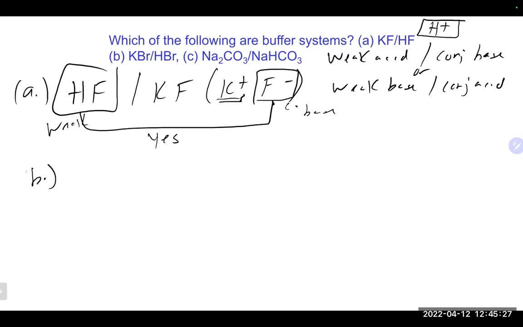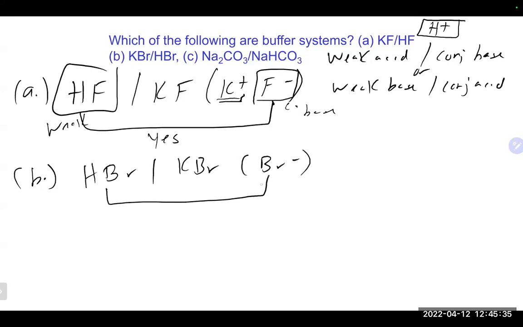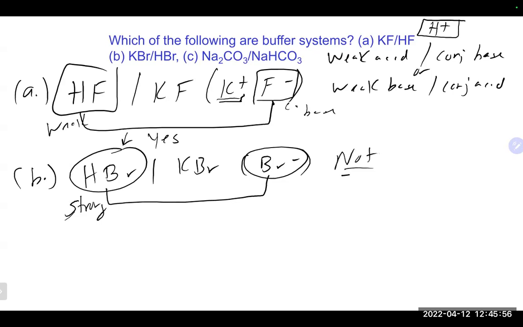How about B here? B is HBr and KBr. So these two are a difference of 1 H plus. Is this a buffer? What type of acid is HBr? HBr is actually a strong acid. So is this a buffer then? This is not a buffer because that is a strong acid. So they may be related to each other by 1 H plus, but in this case, because it's a strong acid, it won't be able to set up that equilibrium that you need for the buffer to work.